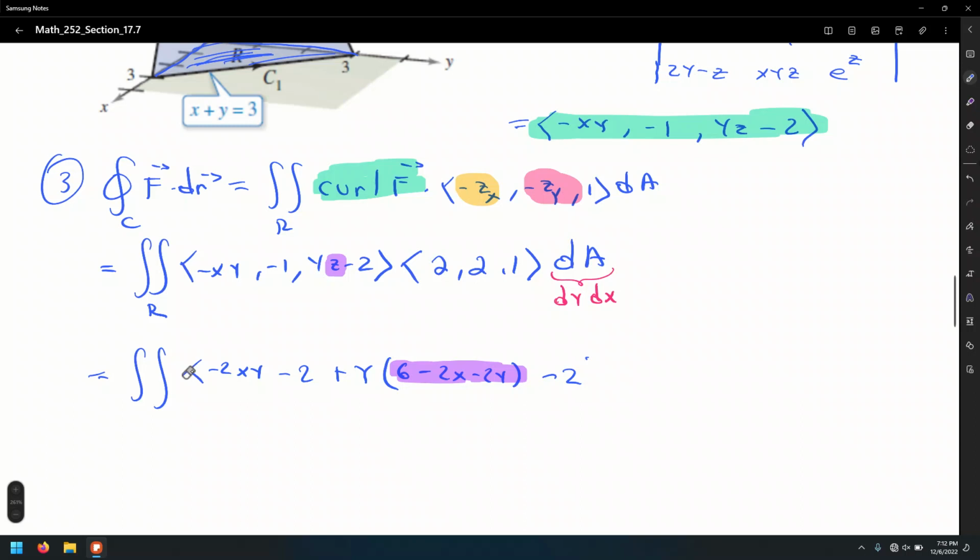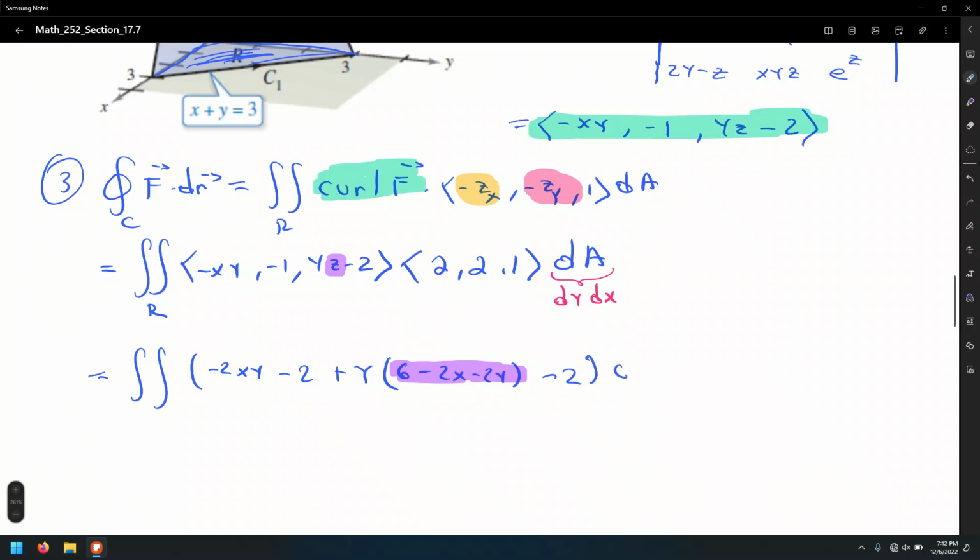Oh yes, so essentially this should be parentheses because I'm also doing the dot product at the same time, all right? So negative xy times 2, negative 2xy. I forgot to explain that part. And negative 1 times 2, that's a negative 2. And this quantity times 1, it's the same quantity, but at the same time, I'm replacing the z with the equation that depends on x and y.